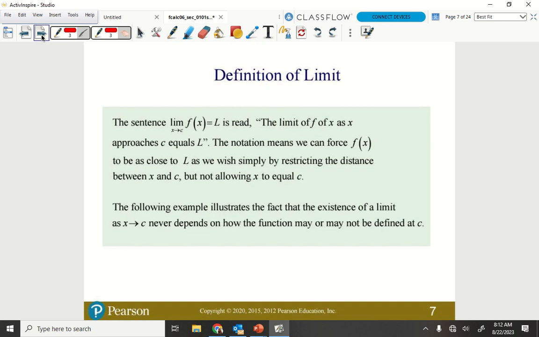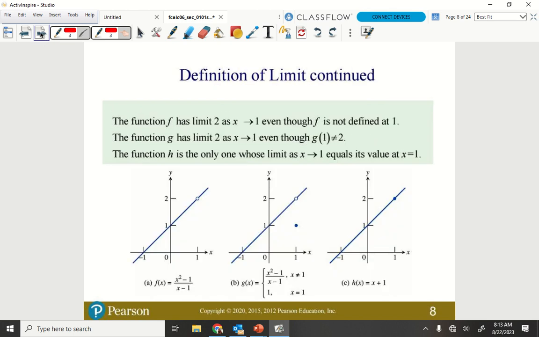All right, the sentence, the limit as x approaches c of f of x is L, is read by restricting the distance between x and c, but not allowing x to equal c, we can make f of x as close to L as we wish. The following example illustrates the fact that the existence of a limit as x approaches c never depends on how the function may or may not be defined at c. So here's an example.